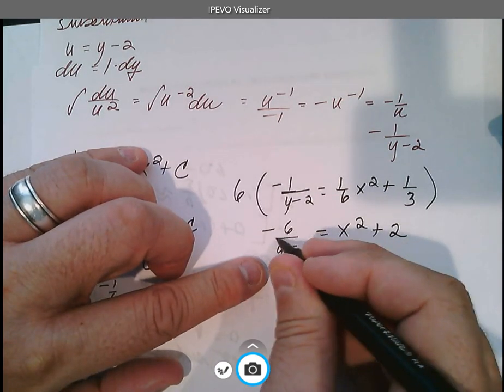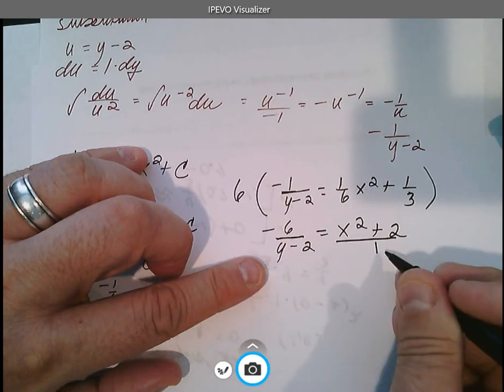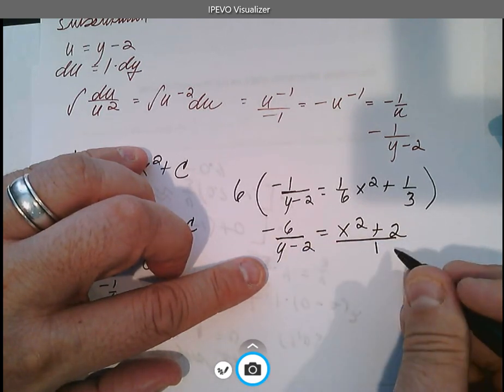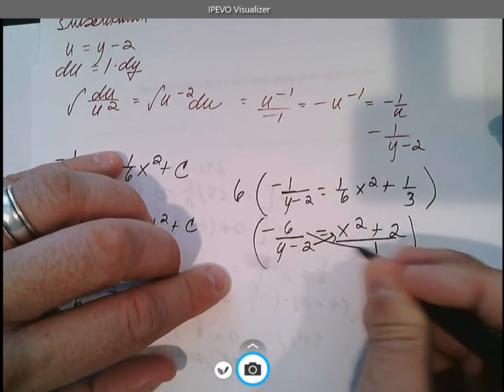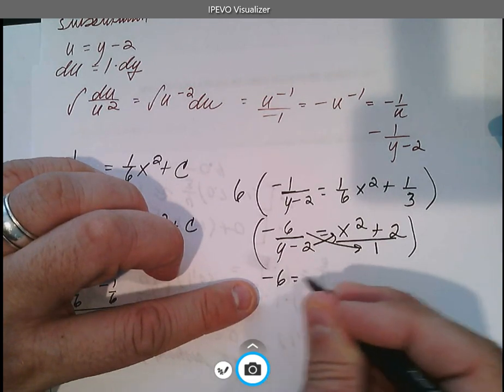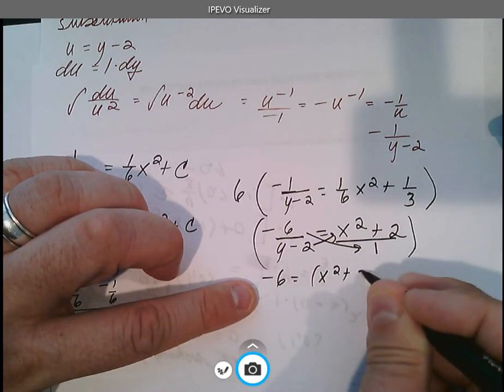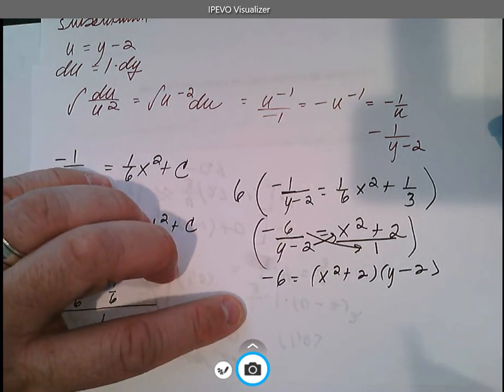That y is in the denominator. What I want to do is I'm going to treat this as a proportion. A fraction equal to a fraction. I'm going to cross multiply. Some of you know this is the butterfly method. Negative 6 times 1 equals x squared plus 2 times y minus 2.